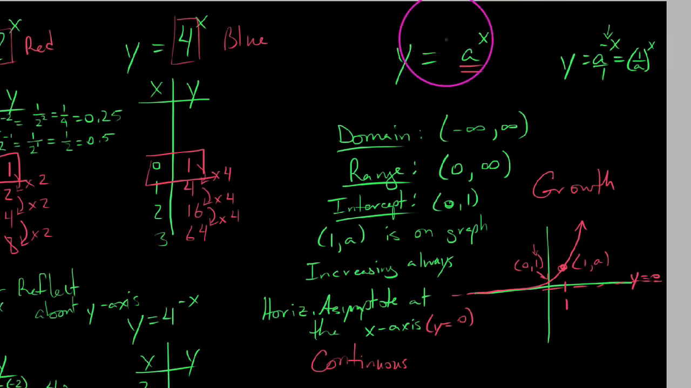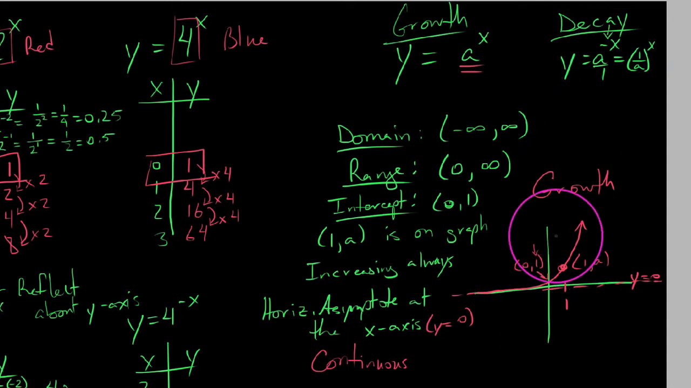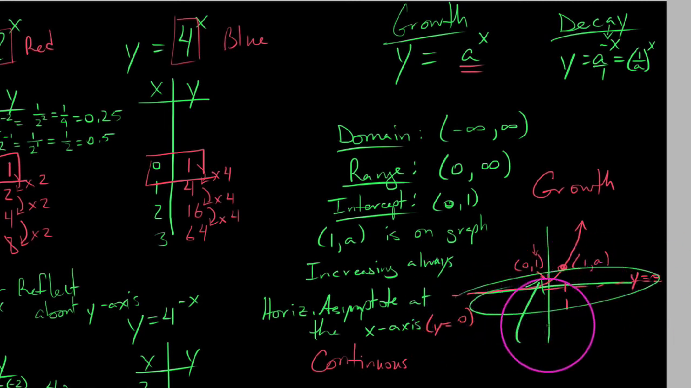But just this: when it's a to the positive x, we'll refer to this as growth. A to the negative x, we refer to it as decay. The important points to remember here are that it has an asymptote on the x-axis, it goes through the point 0, 1, and it has this next point 1, comma a. Those are really the 3 points you want to remember.